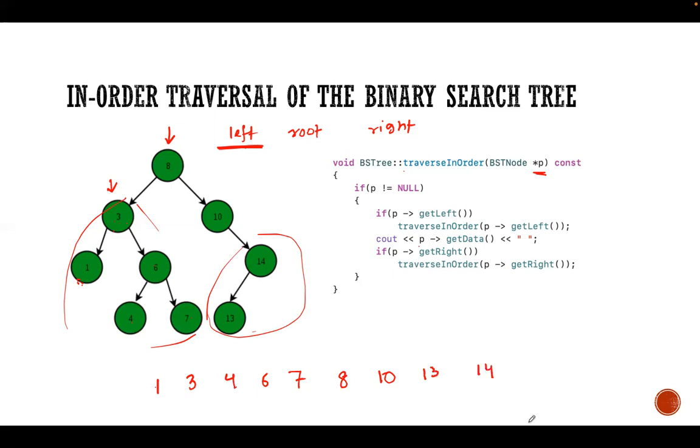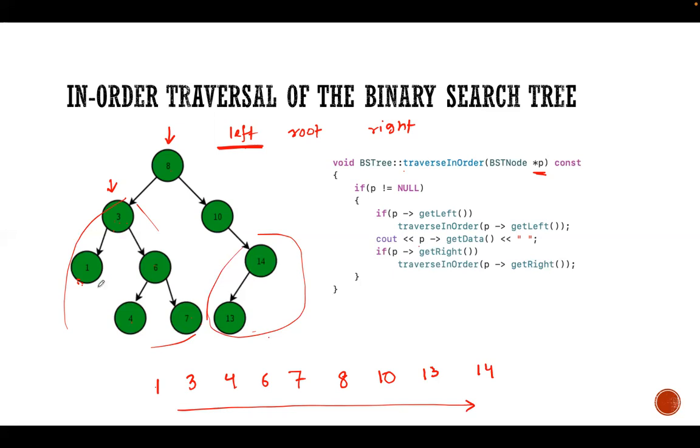So what we are doing here is the in-order traversal in the BST, and the result is actually interesting. You can see that the result is in sorted order. Remember, the in-order traversal in the binary search tree will always give you the numbers in sorted order.